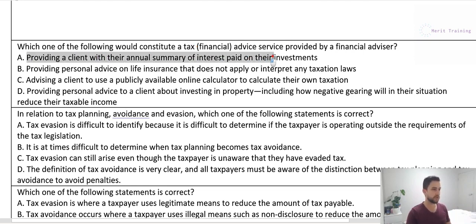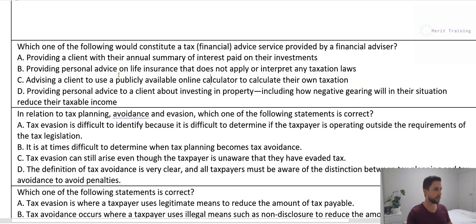Providing a client with an annual summary. That's just providing them a document. There's no advice, right? And I also don't see the tax component in here. So A is clearly incorrect. B is providing advice. Okay, so we've got the advice component on life insurance. But that does not apply or interpret any taxation laws. So that's advice, but it's not tax advice. So that's also incorrect. Then C is advising a client on how to use a publicly available online calculator to calculate their own taxation. So this is no advice, even though it is related to tax. So clearly C is incorrect.